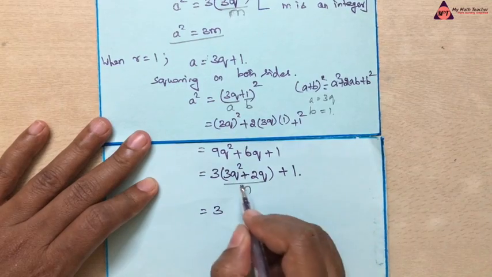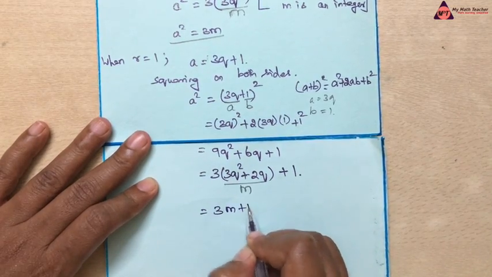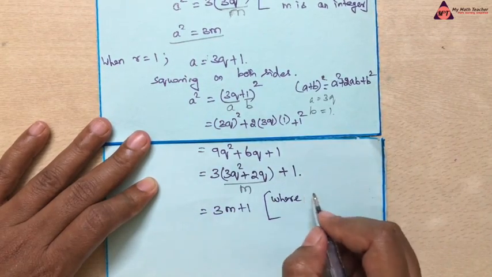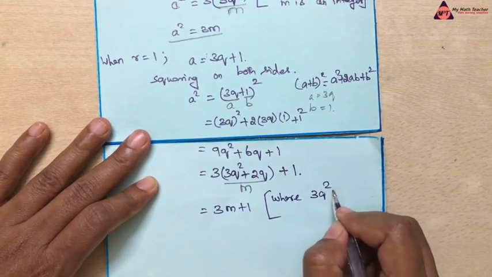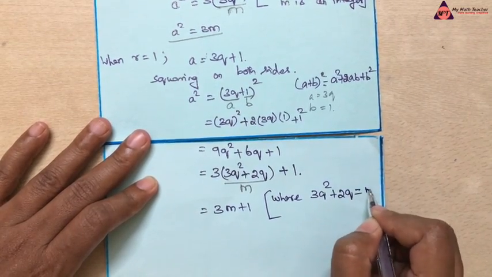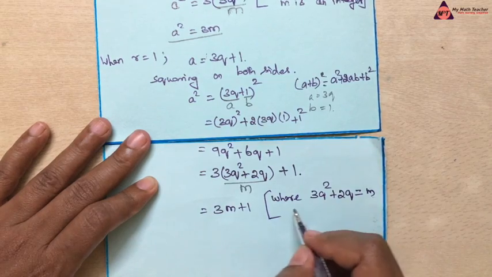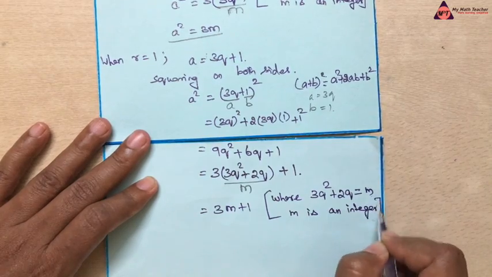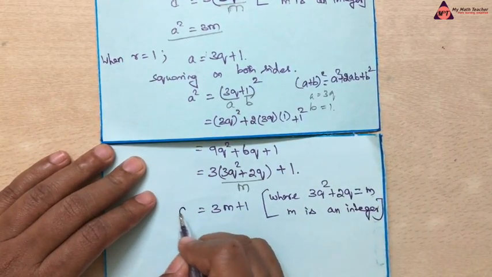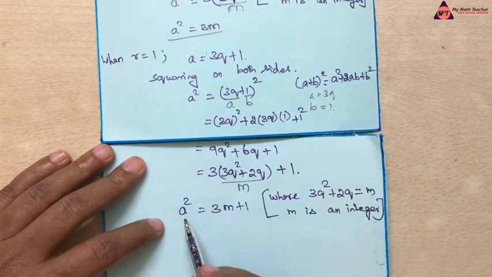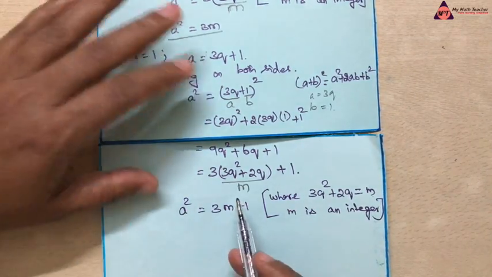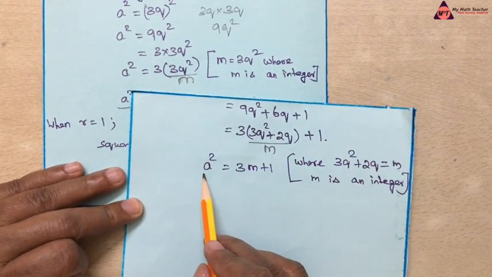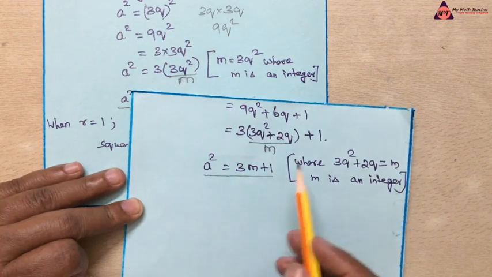Now this again we are taking as m. Here 3, this is taken as m plus 1. Okay, where the whole part inside the bracket, 3q square plus 2q is equal to m. Okay, where m is an integer. Okay, finally a square, the second part, a square is equal to 3m plus 1. This is what we have to prove. Finally we have got this as a square is equal to 3m plus 1 form.